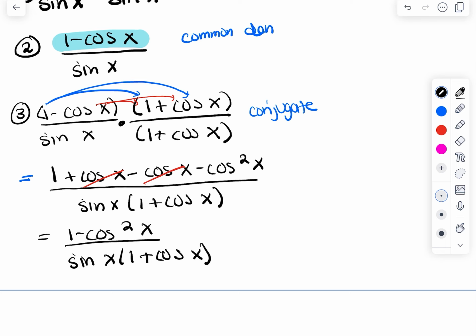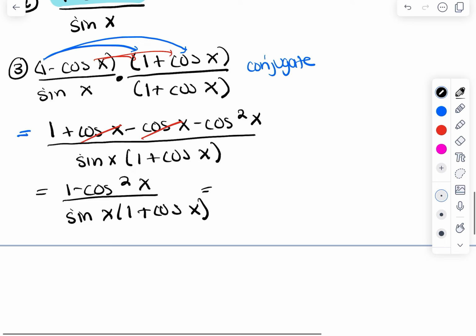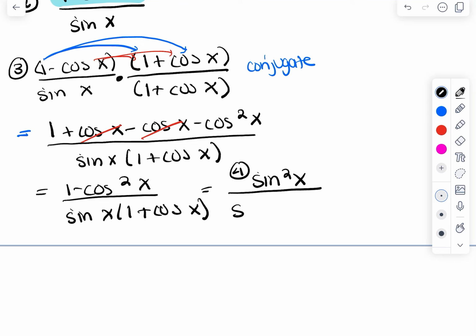Well, now we have 1 minus cosine squared. We've used this. I think this is going to be the 4th time we use it now. So remember that 1 minus cosine squared, because it's a minus and the cosine is being squared, I can change this to sine squared x over sine x over 1 plus cosine x. And I can do this because of the Pythagorean identities.